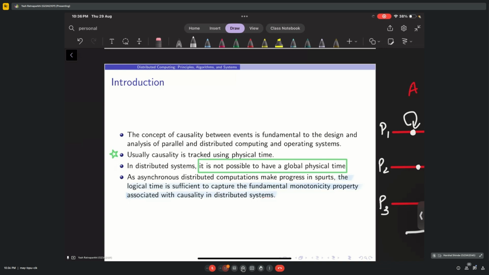This is what is written here. I'm reading it for you. The concept of causality between events is fundamental to the design and analysis of parallel and distributed computing and operating systems. Usually causality is tracked using physical time. Okay, so causality, one more thing I'll highlight here.